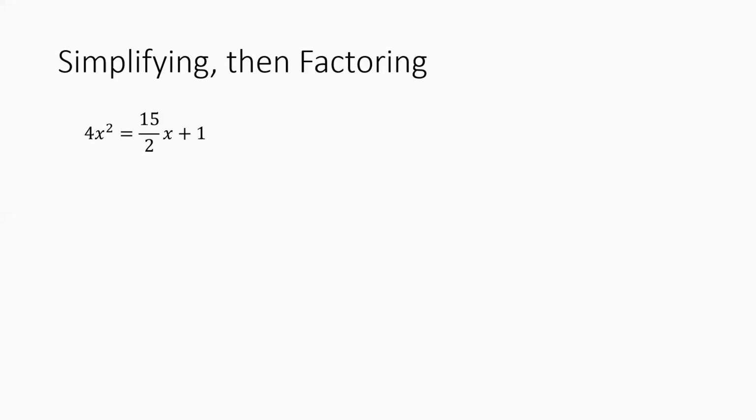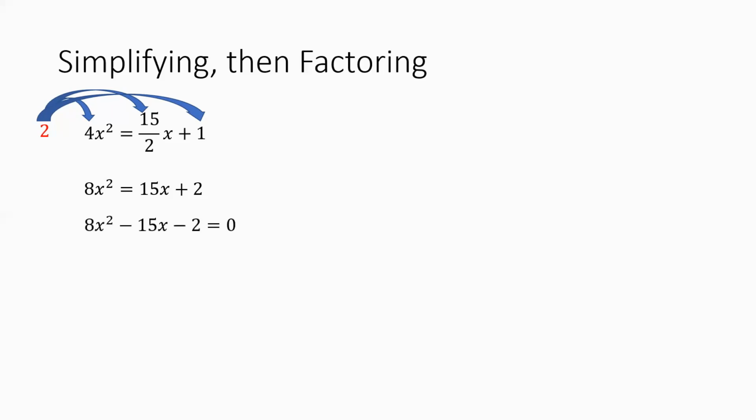And so since my LCD is 2, I'm going to multiply everything by 2. And I'm allowed to do that. I'm multiplying one side, and then I'm multiplying the other side, so I'm not really breaking any of the rules of equality. And so if I do that, then I get 8x squared is equal to my 15 halves just cancel to get me 15. And then I'm left with 2. And it's very important that I multiply everything by 2, not just my fractions, not just my variables or my terms with variables. I need to multiply everything by 2.